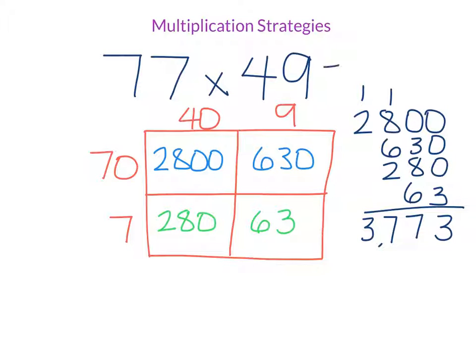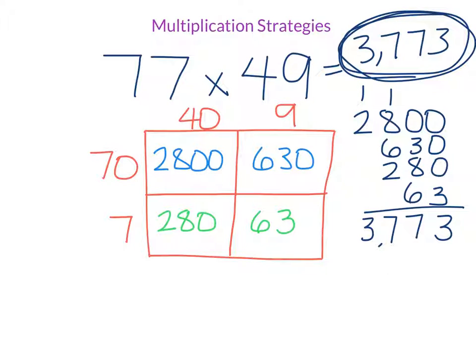All right, if you got 3,773, you are doing pretty good. And this is just another way to do multiplication without doing the actual algorithm.